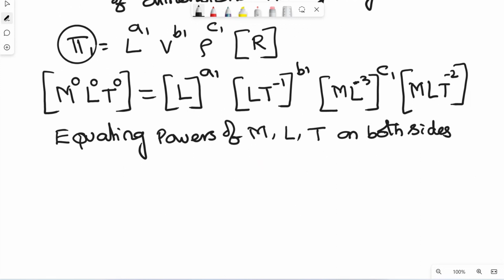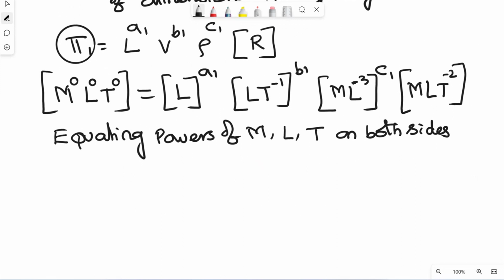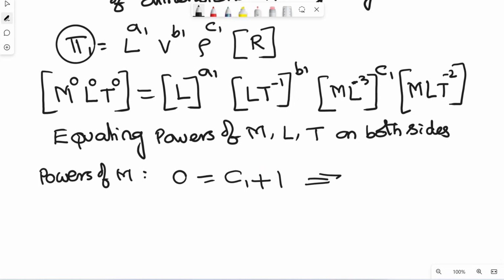If I equate the powers of M, L, T on both sides, first you can find the powers of M. Powers of M on the left hand side is 0, equal to: in the first term there is no M, in the second term there is no M, and in the third only C1, plus one more from the force, which is 1. This is the first thing. So C1 is equal to minus 1.